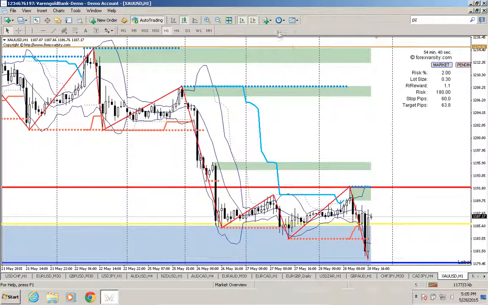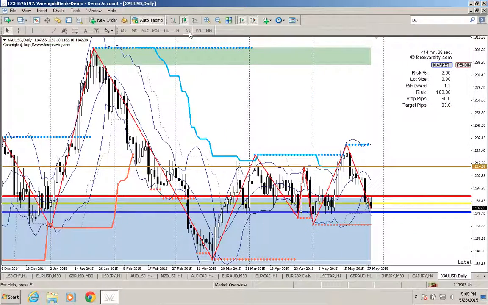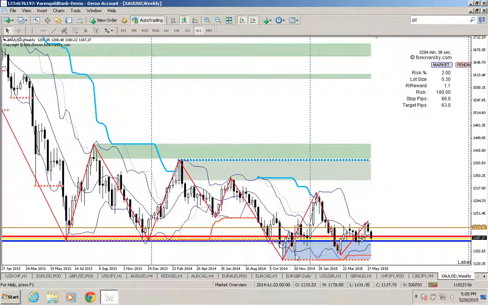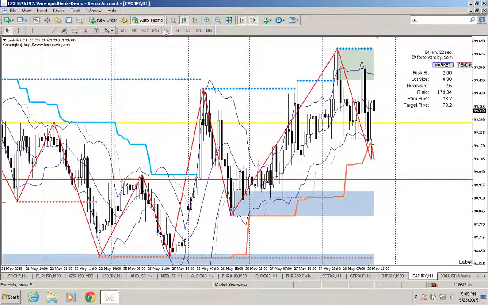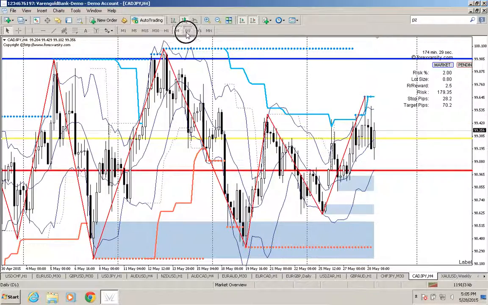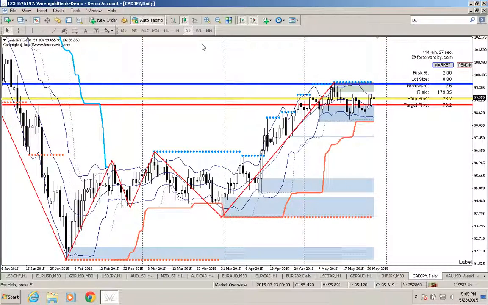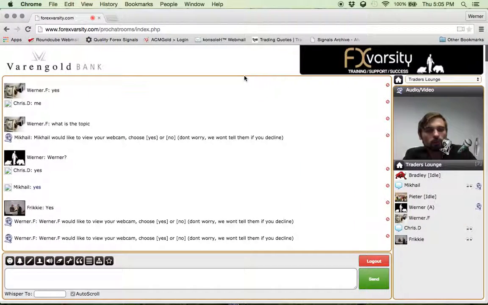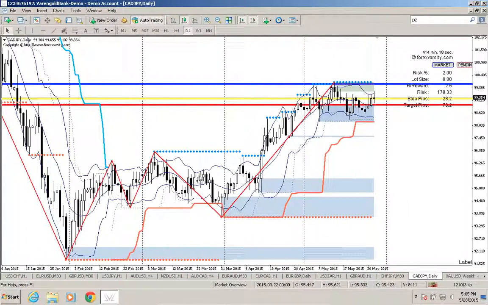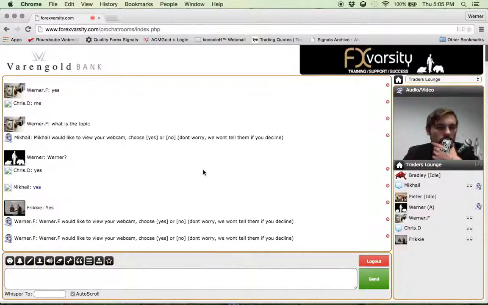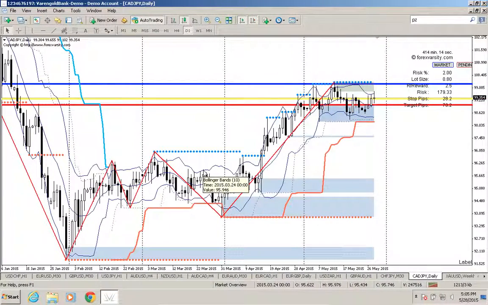So nothing is like that at the moment because we had all the breakouts happening today. But if I quickly scan through my charts, I can see that on the CAD JPY. So if everyone can just load their CAD JPY charts on daily. Everyone got that loaded? CAD JPY daily chart.